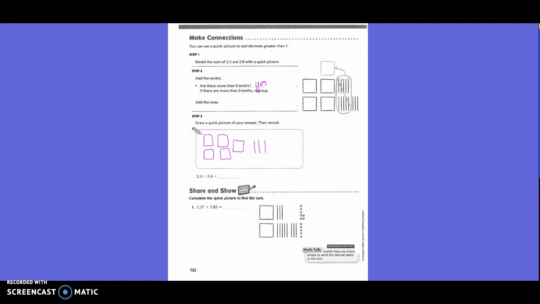So how many flats do we have? 5. So you're right, 5 decimal. And then how many longs do we have? 3. Because the longs represent the tenths position, correct? Okay. All right, complete. Share, so complete the quick picture to find the sum. So first of all, do we need to move right to left or left to right? Right to left.